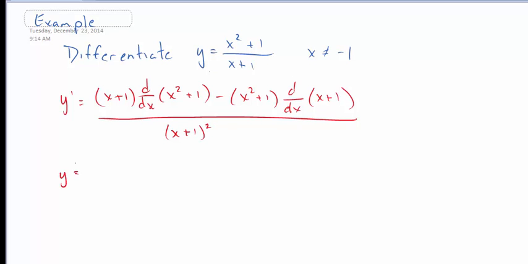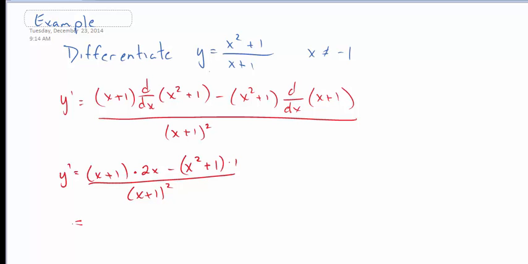So now let's take the derivatives in the numerator. X plus 1 times 2x minus x squared plus 1 times 1 divided by x plus 1 squared. And I'm not even going to expand the denominator. The numerator, however, let's clean that up. 2x squared plus 2x minus x squared minus 1. Be very, very careful with this subtraction, because you've got to remember you're subtracting all of that stuff that's coming after it.